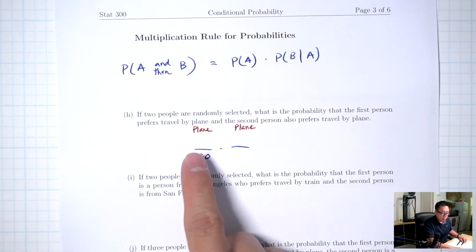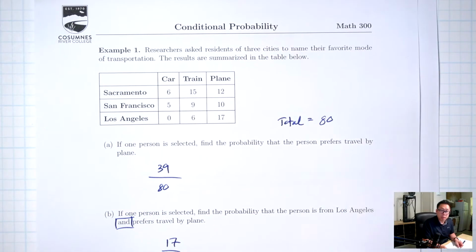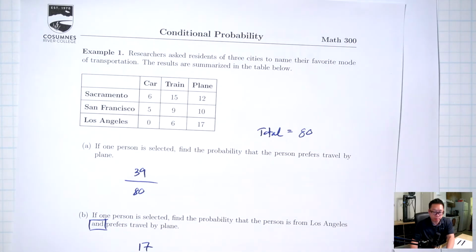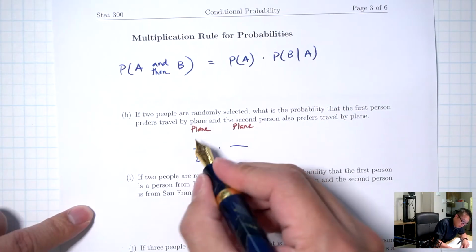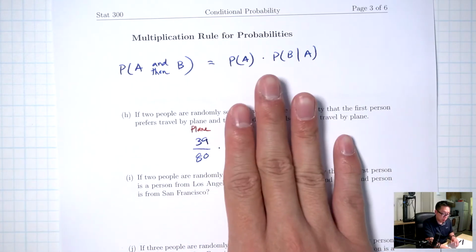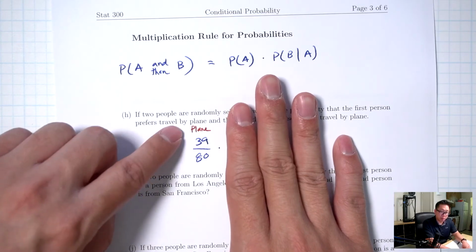And then for the top, I want how many plane people. So plane would be 12, 10, 17. What's 12, 10, 17? 39. Okay, so that's the first person, right? The first person prefers to travel by plane.